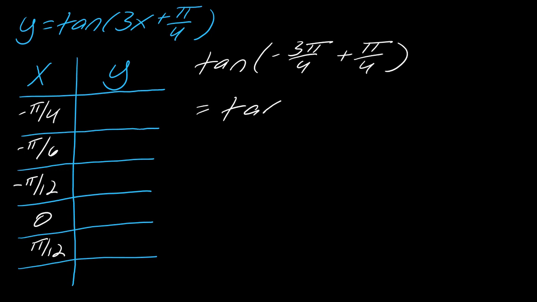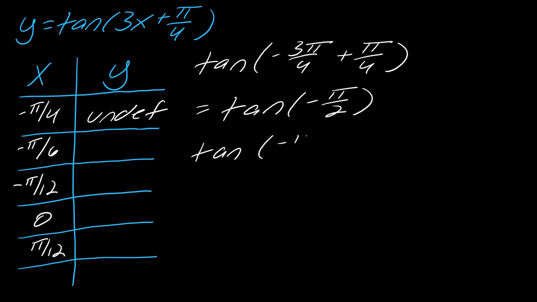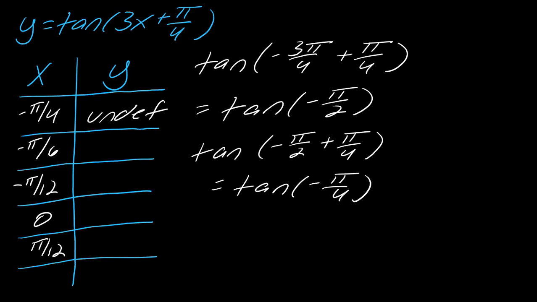So that's going to give me tangent of negative pi over 2, which I know is going to be undefined because that was kind of the whole point. And then I'll take tangent of, let's see, so if I multiply 3 times negative pi over 6, this will come out to negative pi over 2 plus pi over 4. So that's going to be equal to tangent of negative pi over 4. And I know that that equals negative 1.